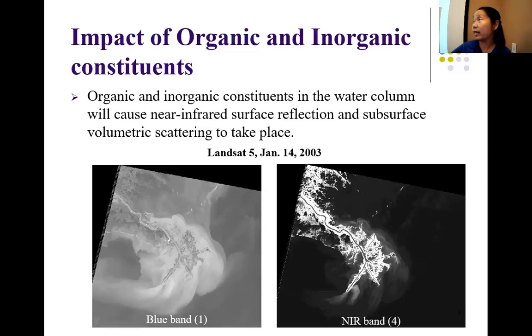Impact of organic and inorganic constituents. So a lot of time when people study the water quality, they often look into these matters. So in this example over here, we have a Landsat image for the Mississippi River.